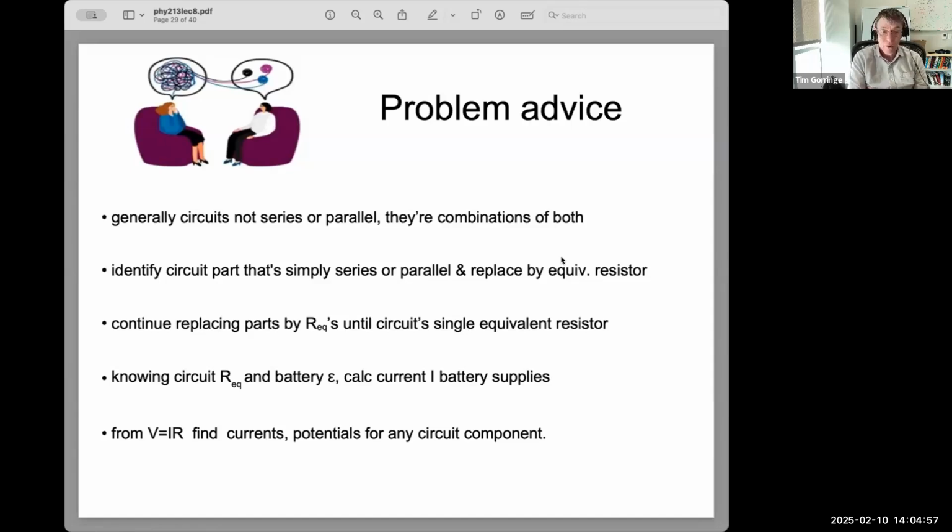You can find the current drawn from the battery, given the voltage of the battery, and then you can go ahead and apply your knowledge of Ohm's law to any of the other resistors or components of the circuit and find the currents through them, the potentials across them, the power dissipated in them. So that's the basic approach here.